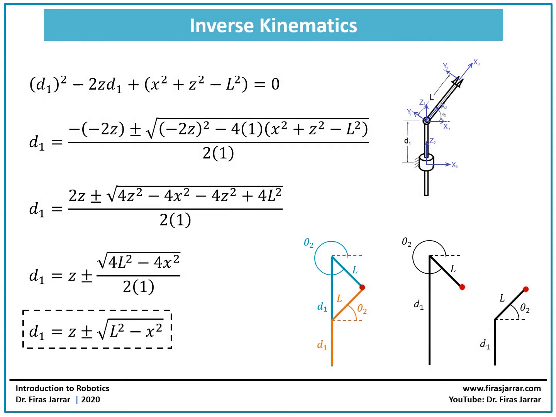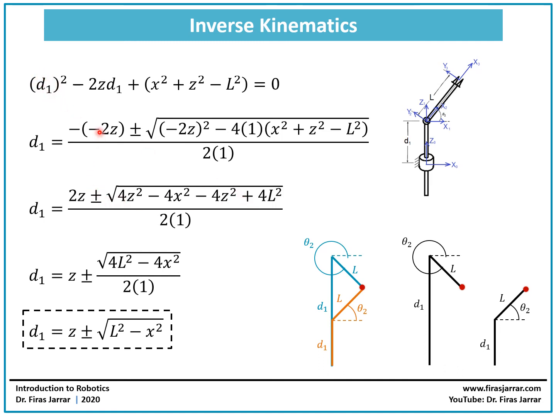Now we can use the general quadratic equation formula for which we have d1 here, and then we have minus, usually we call this b, so minus the minus 2z, plus minus under the square root we have b squared minus 4a, a is here 1, multiplied by c, which is x squared plus z squared minus L squared. All of this divided by 2 times a, the coefficient of the variable here.